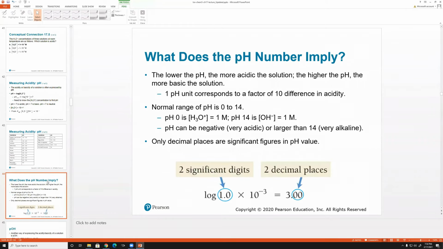All right. So what does the pH number imply? Because it's based on a log, each pH number means a factor of 10. So if you have a pH 1 versus a pH 2, that doesn't mean the pH 1 has one molar more hydrogen than the other. That's not true. It means it has 10 times the amount. Remember how we got to pH in the first place. Something with a pH 7 is 10 to the negative 7 molar of the H3O+.